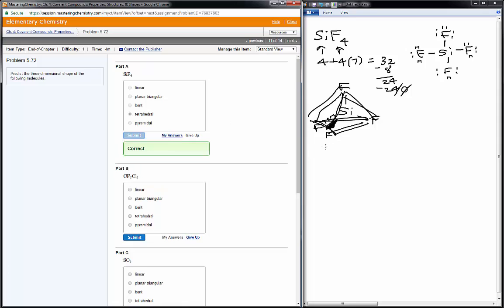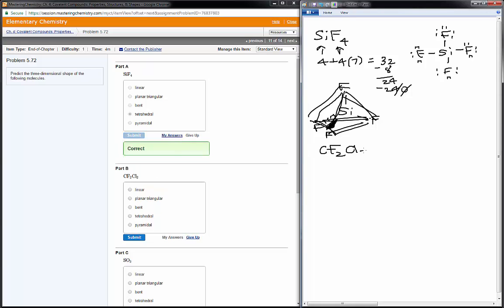Next, we have CF2Cl2. And carbon comes in with 4. I've got 2 fluorines. They each come in with 7. And I have 2 chlorines. They each come in with 7. And so we get a total of 4 plus 14 plus 14 gives me 32. And if you do this enough times, you might start to see some repeating patterns.